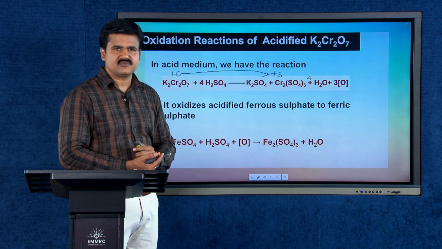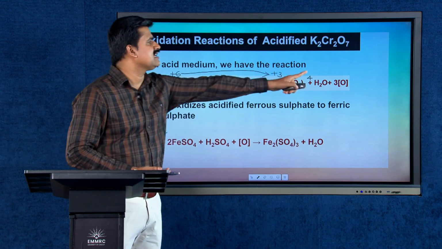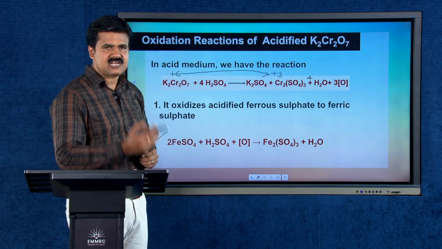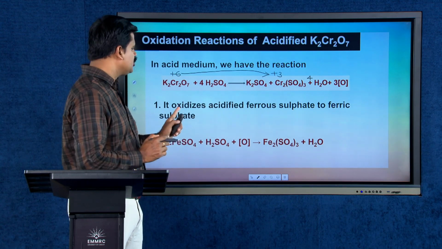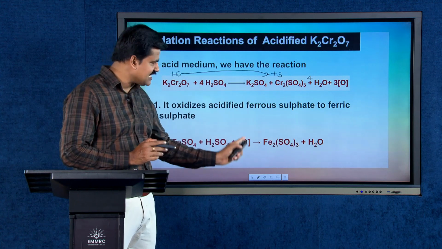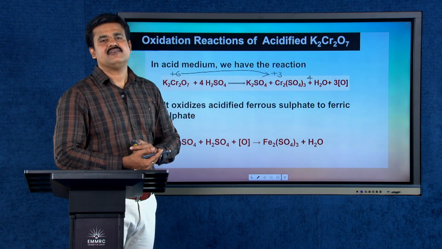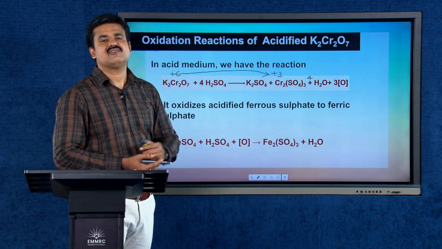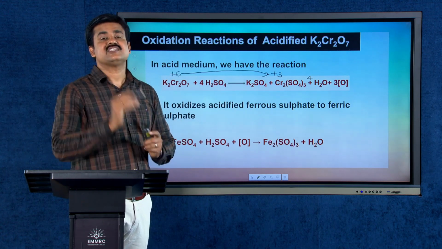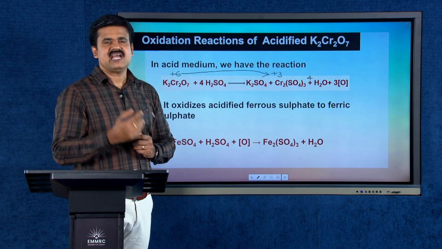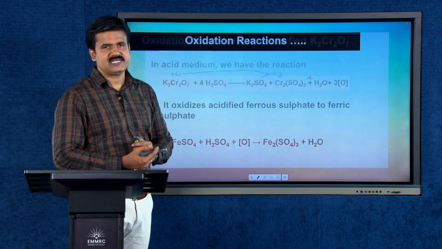2FeSO4 plus H2SO4 plus 1 nascent oxygen. Here there are 3 nascent oxygens liberated, out of which only 1 oxygen is utilized in this reaction. So, 2FeSO4 plus H2SO4 plus nascent oxygen gives Fe2(SO4)3 plus water. So, it is clear that ferrous sulfate is oxidized to ferric sulfate by acidified potassium dichromate.